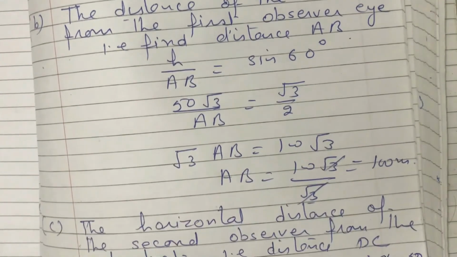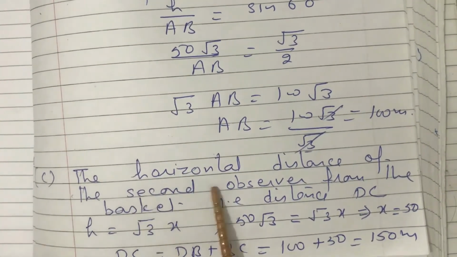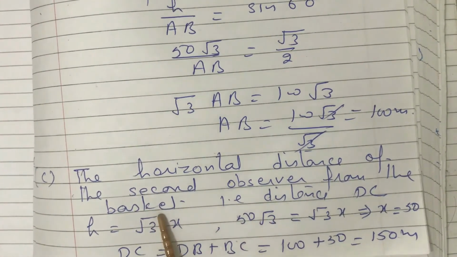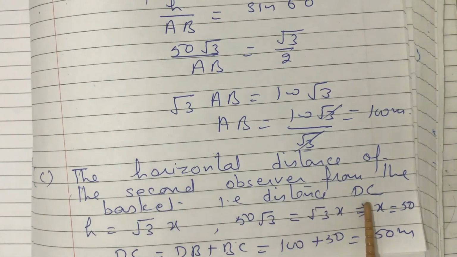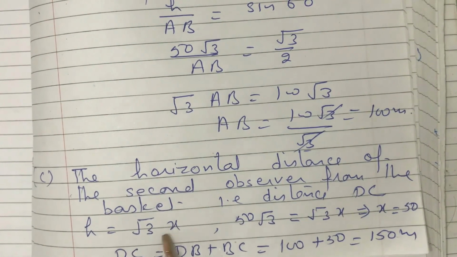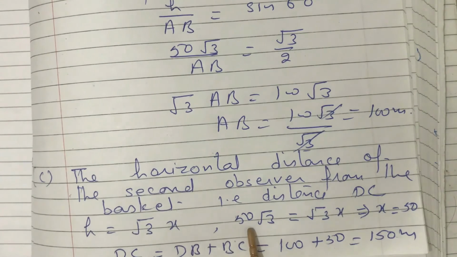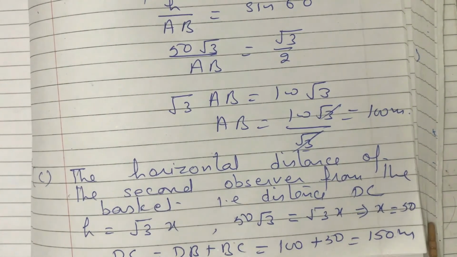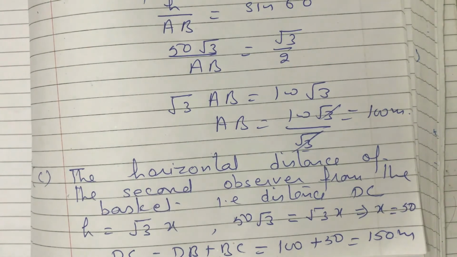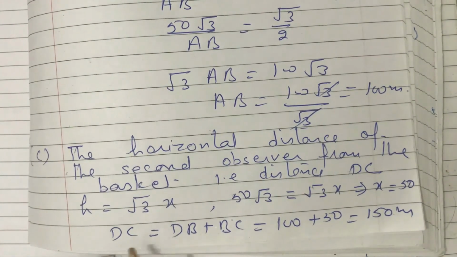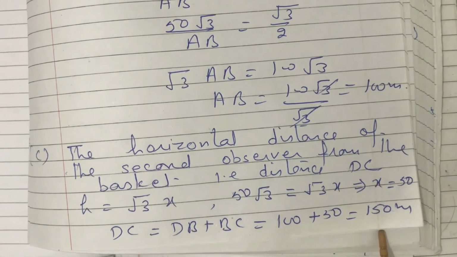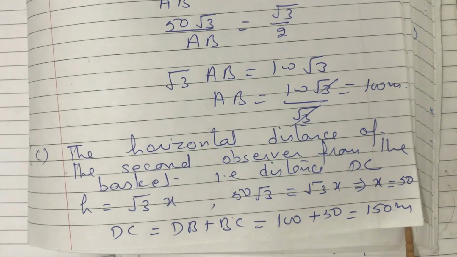Now third is the horizontal distance of the second observer from the basket, that is distance DC, that is h is equal to root 3x. Instead of h we will write 50 root 3 is equal to root 3x, so x is equal to 50 meter. So DC is equal to DB plus BC, that is 100 plus 50, that is 150 meter. That is the answer of the third question.